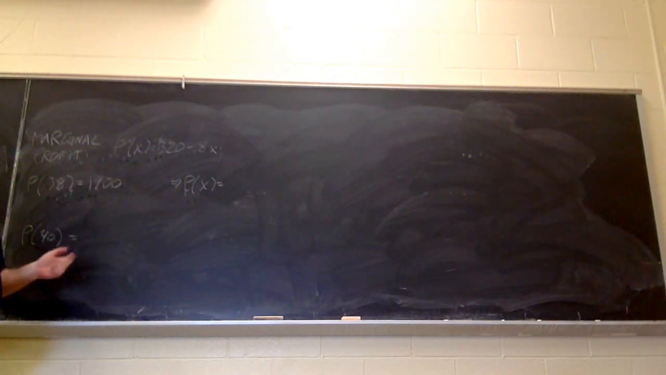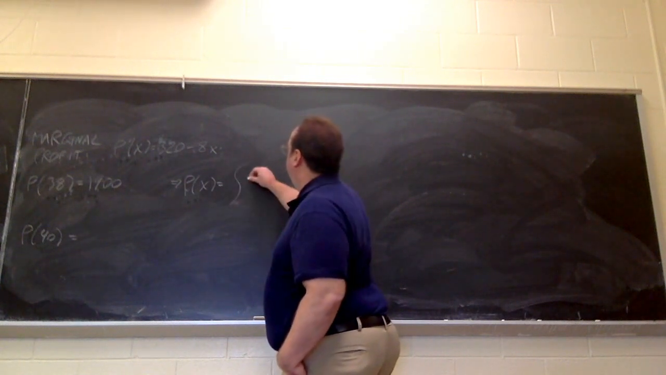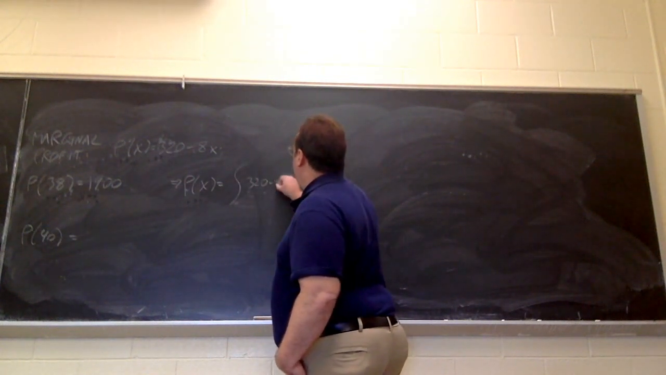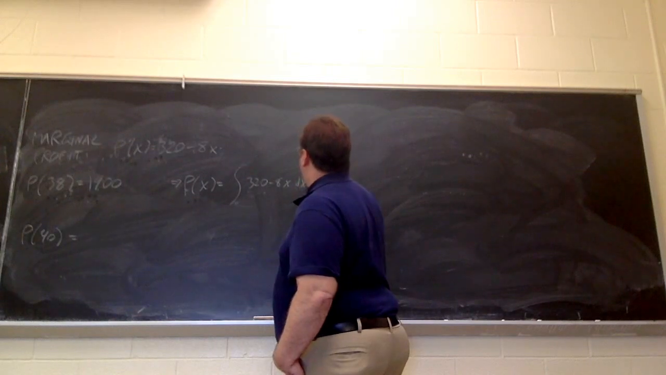So our goal is to find the profit function p of x given these two conditions that will determine it uniquely. And once we have it, then we will find the profit from selling 40 units that presumably would be more than 1,900, but you never know. And that just entails substituting x equals 40 into the profit function that we get. So our profit function is the indefinite integral of 320 minus 8x dx.